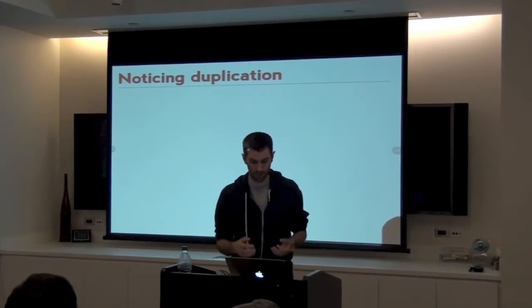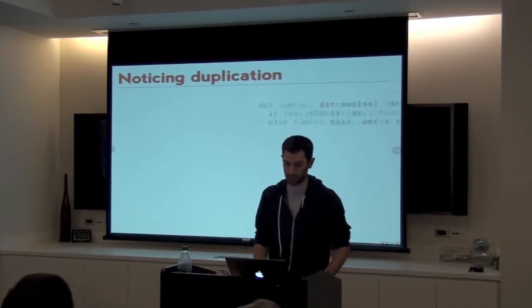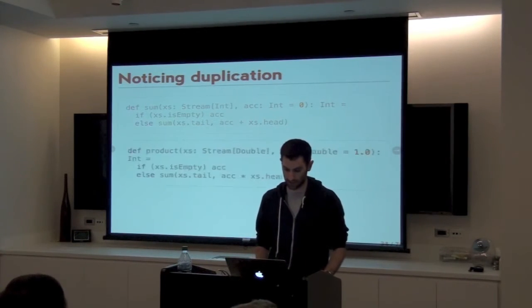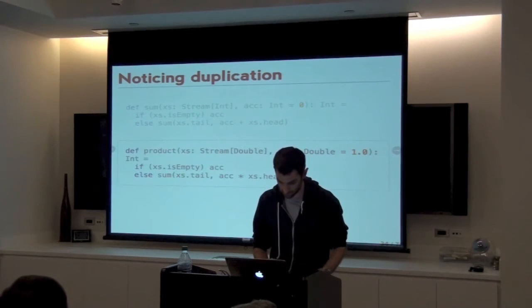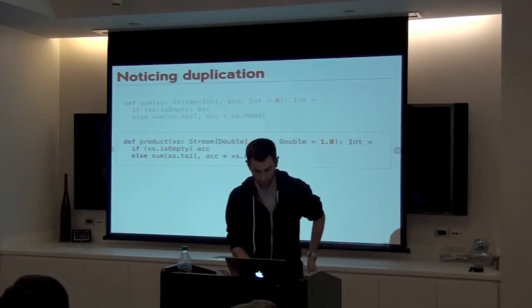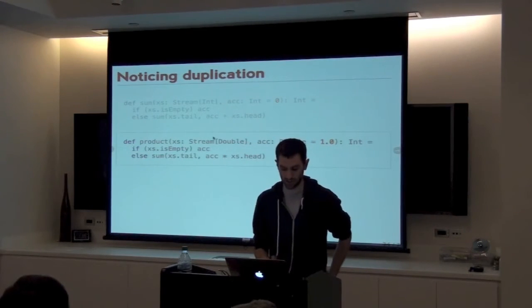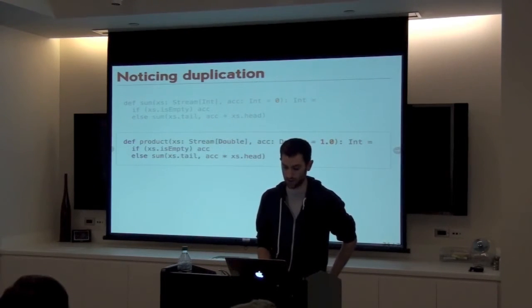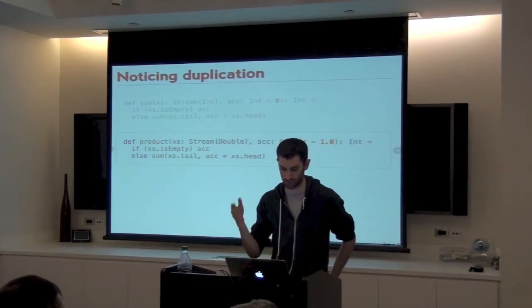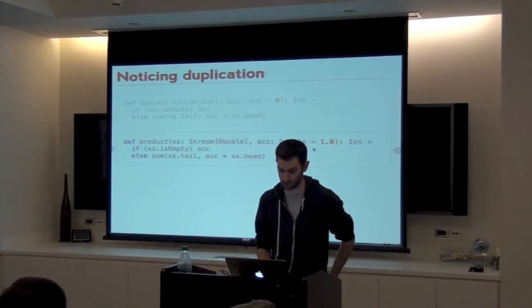So one thing you notice, this happens all the time when you're programming, is you often notice duplication. So I might write the sum function, and then sometime later, I might write the product function. And you can see the definitions are very similar here. This is operating on doubles, those are 64-bit, double precision, floating point values.